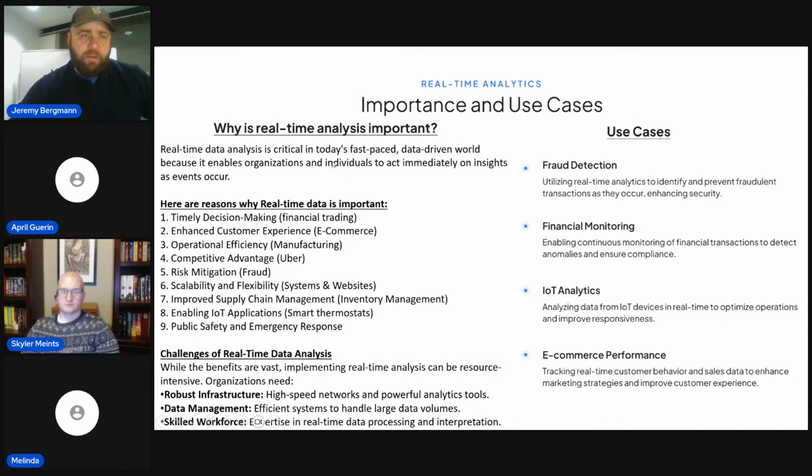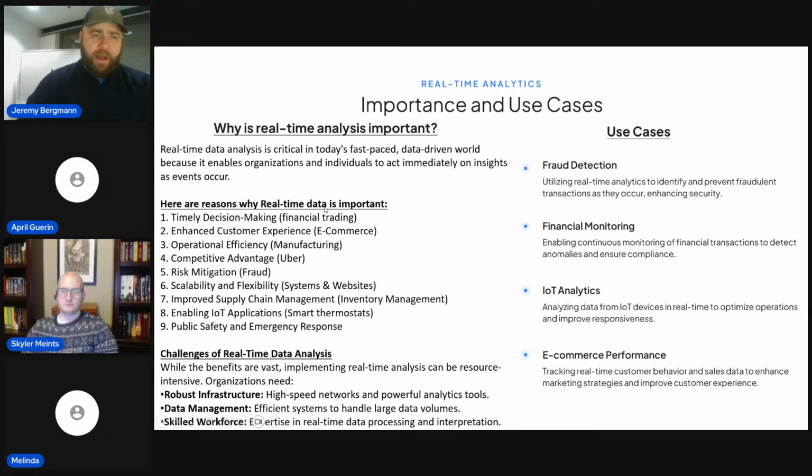We've said it a couple times. It allows you to act immediately on insights as events occur. Oftentimes operations teams want to know if they can do something in real time because they probably got in trouble for something and they need the data for it. But it can be costly and hard to implement. But a tool like real-time analytics or real-time intelligence helps you do that.